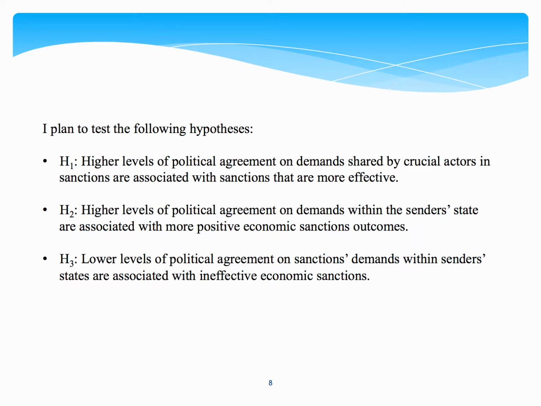So I have three hypotheses. Some of my hypotheses are multilateral level, but this work is assessing unilateral level. My first hypothesis is the high levels of political agreements shared by crucial actors are more effective. Higher levels of political agreement on demands within the sender state are associated with more positive economic sanctions. And the third one is lower levels of political agreement on sanctions demand within sender states are associated with effective economic sanctions. So this study focuses more on the second hypothesis.